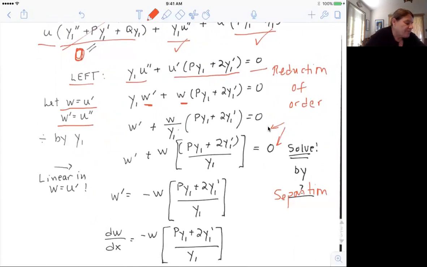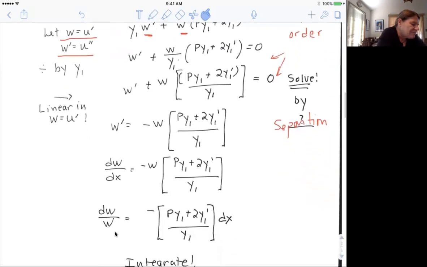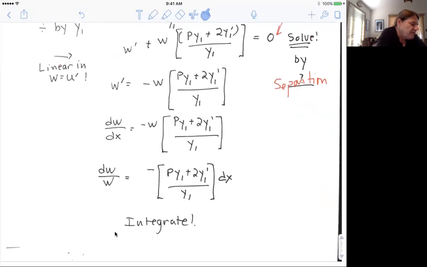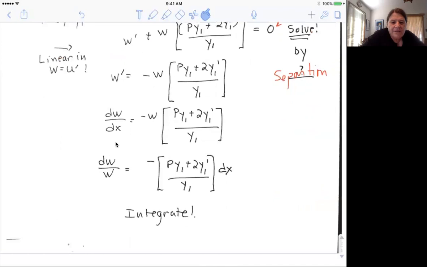All right, so I'm going to leave the W prime on the left. I'm going to put this thing right here over on the right. Now remember, guys, all of this stuff is stuff you know. Y1 is the known solution, P is the coefficient solution. It's all kind of stuff you know. I'm going to write Y prime as dW dx. All right, so Y prime is dW dx.